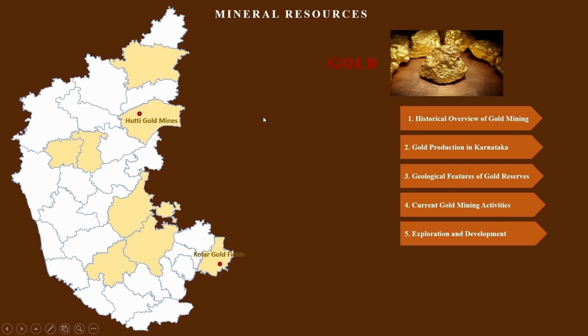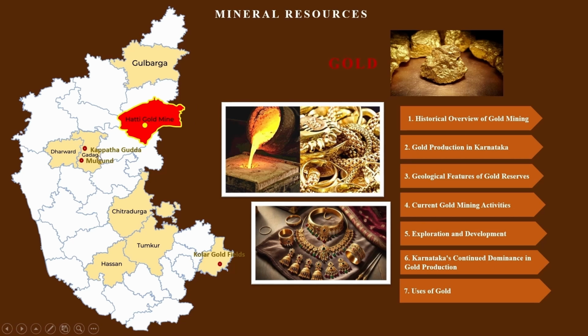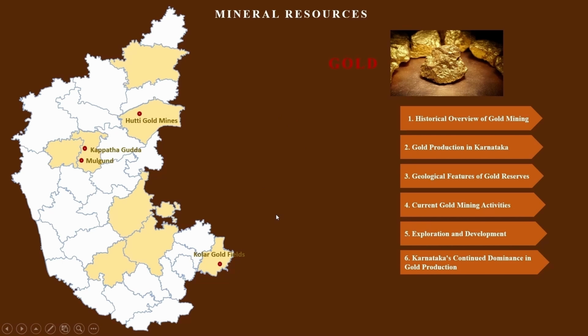So we also have explored some of the other regions where the gold can be found. They include the Mulgund and Kapattagudda places of Gadag district. Okay, and it can also be seen in the other districts which are marked here in yellow color. So Karnataka is still dominating in the production of gold and remains the largest producer of primary gold in India. This is about the gold.